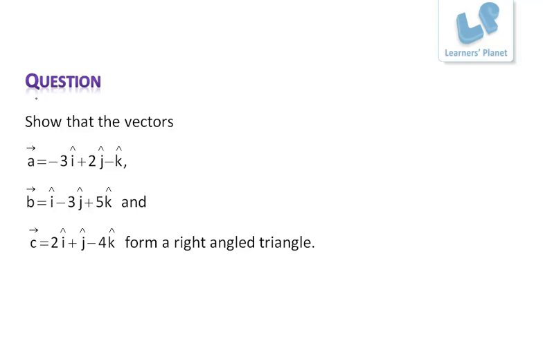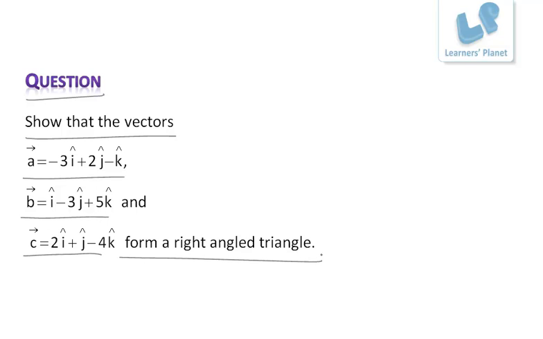Now let us look at the next question. Show that the vectors A, B and C form a right angle triangle. Okay, so you have three vectors, and if taken in proper order, they form a right angle triangle.